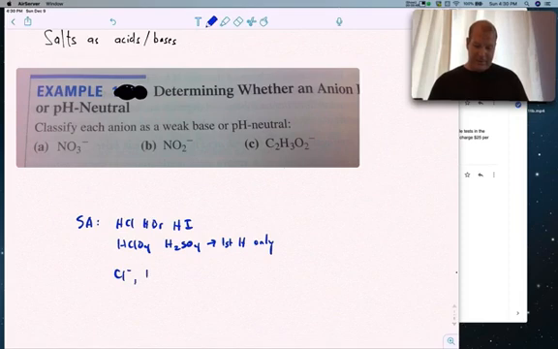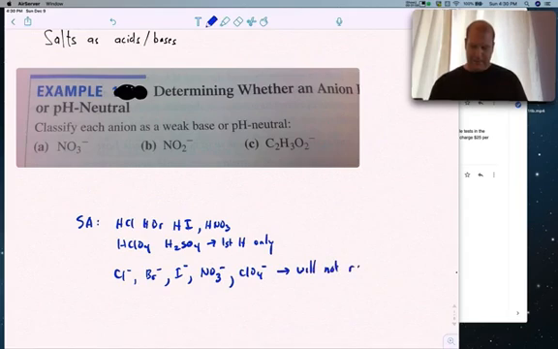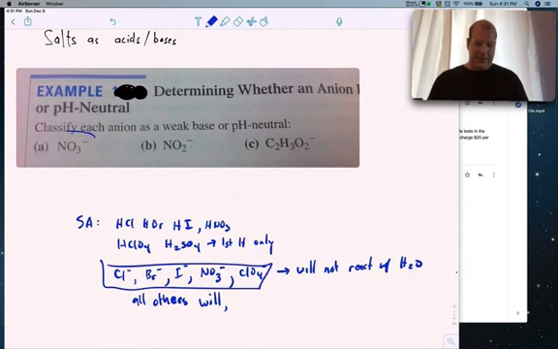So Cl minus, Br minus, I minus, oh, and I forgot nitric, HNO3. NO3 minus, ClO4 minus. These will not react with water. All others will, and they tend to react by ripping a hydrogen off. So these ones will not. Therefore, nitrate is the only one that's neutral.